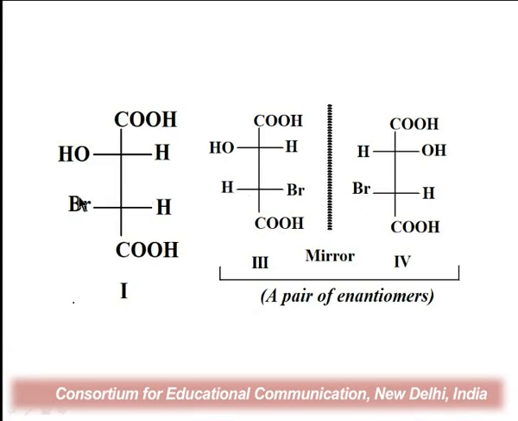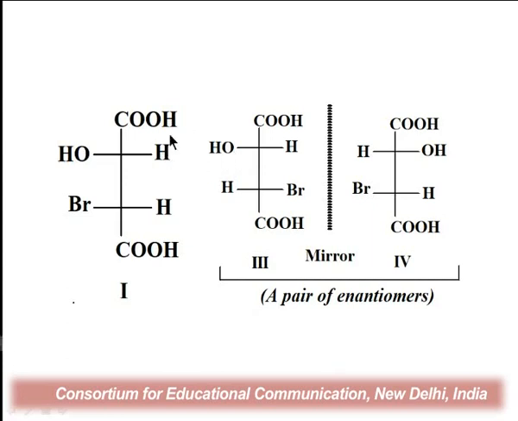In one, the Br is on the left hand side, and in the other, the Br is on the right hand side. So here the configuration is opposite. So are they mirror images of each other? No, they are not mirror images of each other. And if we look into this, the next question is, are they non-superimposable mirror images of each other? Then we say no, they are also not non-superimposable mirror images of each other.